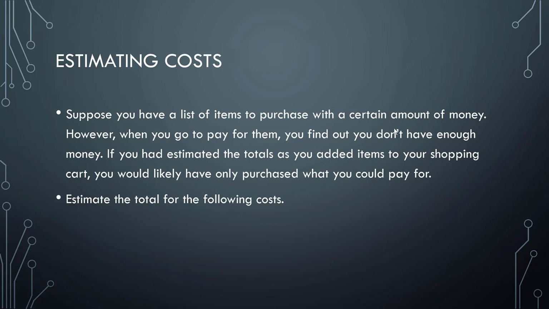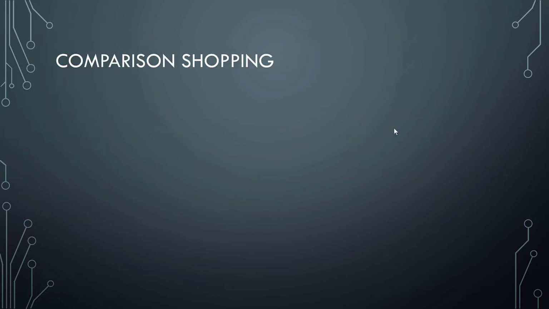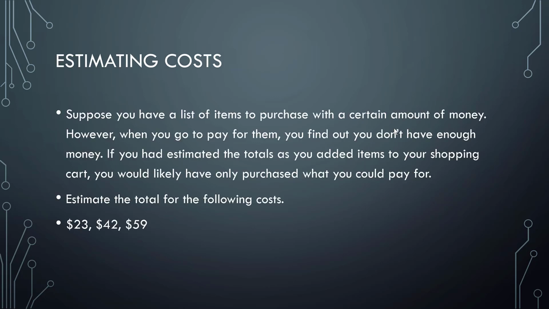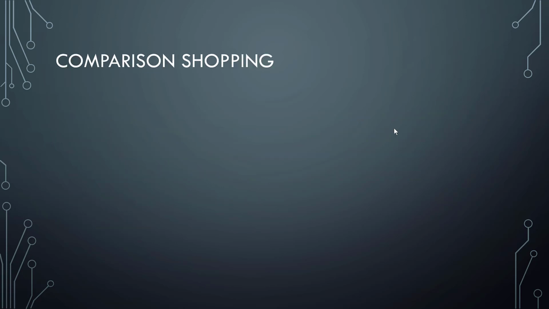So estimate the total for the following costs. So if you have 23, 42, and 59. Okay, so 59, let's round that up to 60. 42, let's round that down to 40. Okay, so we have 60 plus 40, that's 100. And let's do 23, let's make that a 25. So $125 should cover what we have, right? And actually, I think it's going to add up to 124.